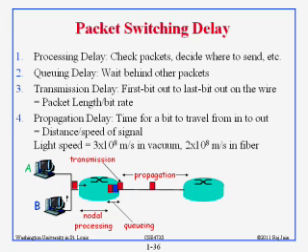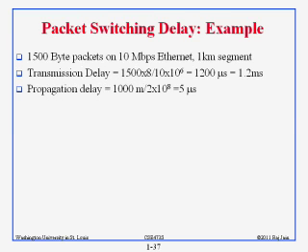Okay, so as shown here, first there is processing that you need inside the computer, then you have to stand in the queue. Once you get your turn, then you have to get onto the wire, and then once you get on the wire, you propagate. So here is an example. You want to send 1500 bytes on 10 megabit per second Ethernet, and the length is 1 kilometer.